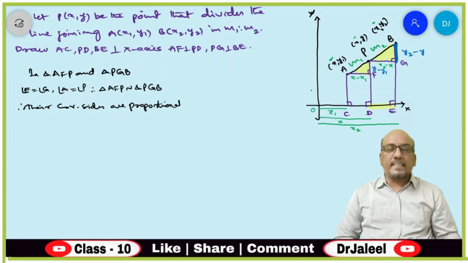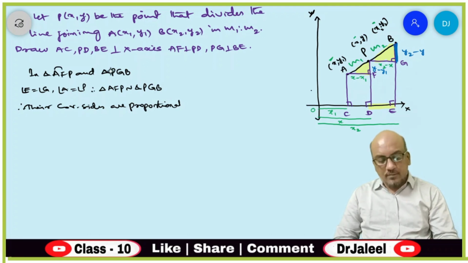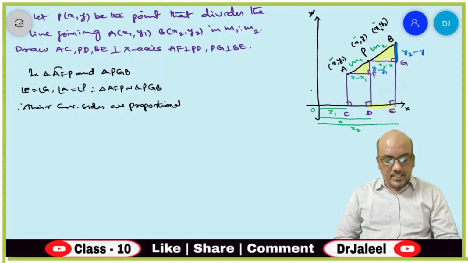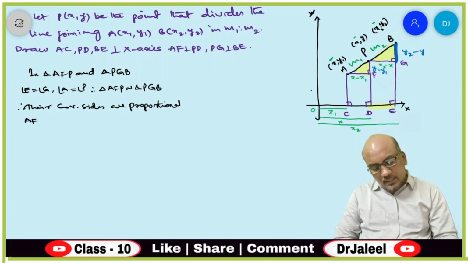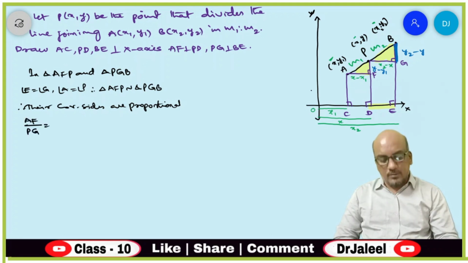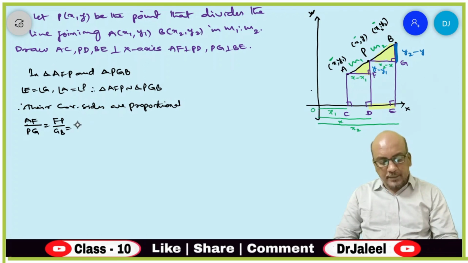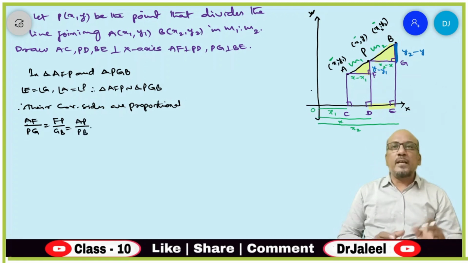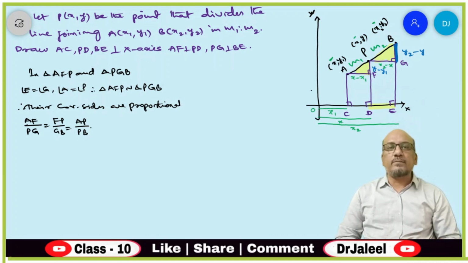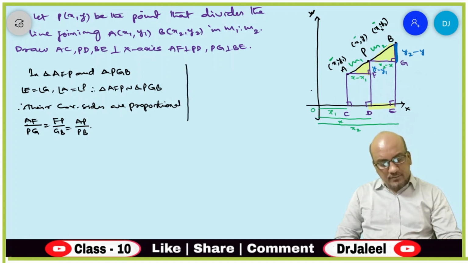So children, what are the corresponding sides you will take now? AF by PG. AF by PG is equal to second third, that is FP by GB, and first third, that is AP by PB. We have taken all the corresponding sides of the triangles and we have shown that they are proportional.